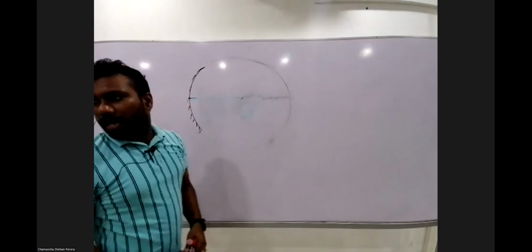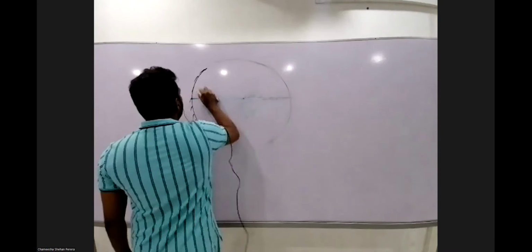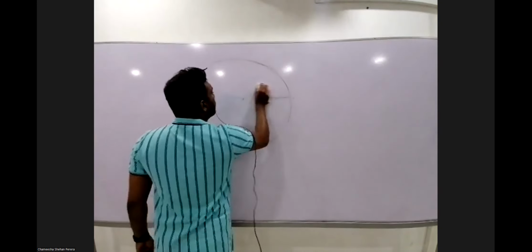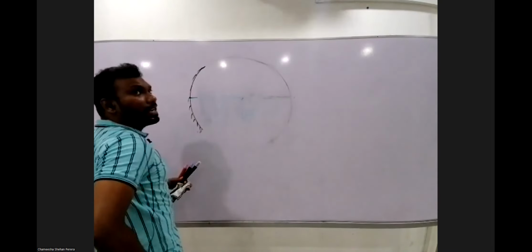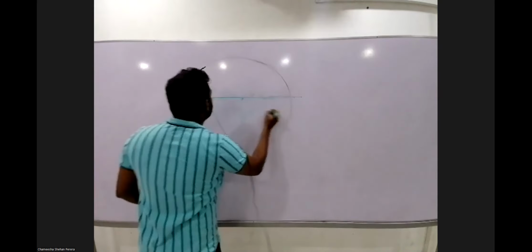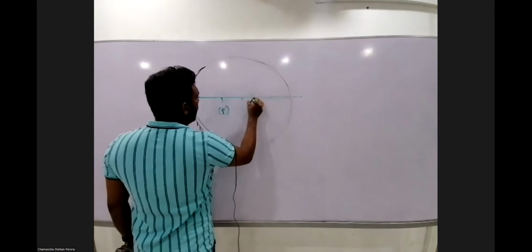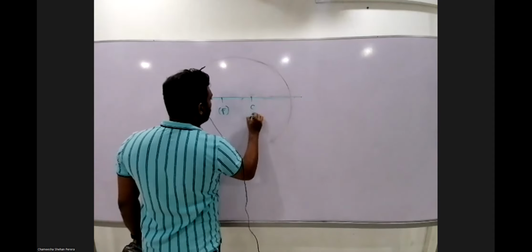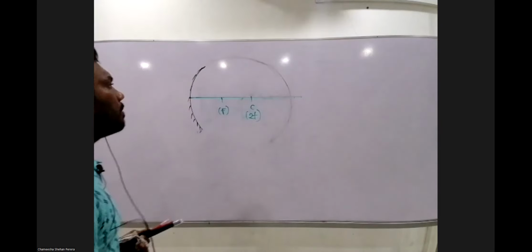That's what we are going to do. So the image will have different features depending on the place where we keep the object. So we have to consider all of those features of the image. How do we recognize those features? That's very simple. If you draw the ray diagram properly, by reading just the ray diagram, you can get an idea about all the features of the image formed, right?